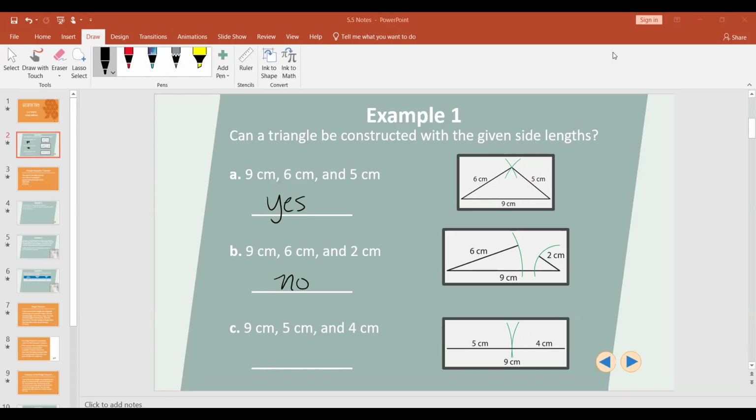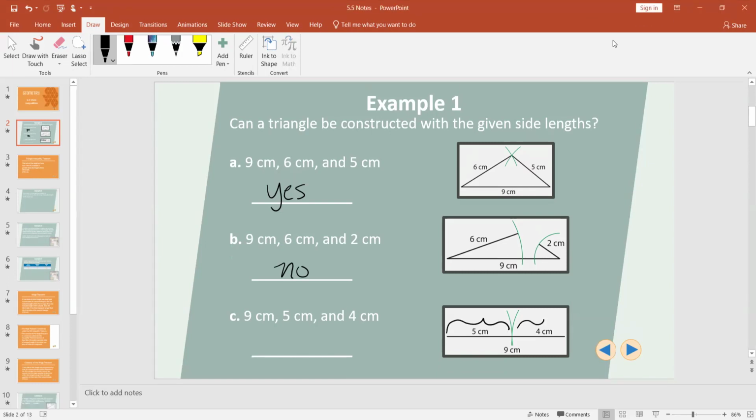And then for the last one, if you have a side that's 9 centimeters and then you have one that's 5 and one that's 4, those are going to meet. Unfortunately, they meet on the same line as the 9 centimeters. So it can create collinear points. However, it will never create a triangle because there's no angle measurements. They would all be 0. So those will lead into the relationship of the sides of a triangle.